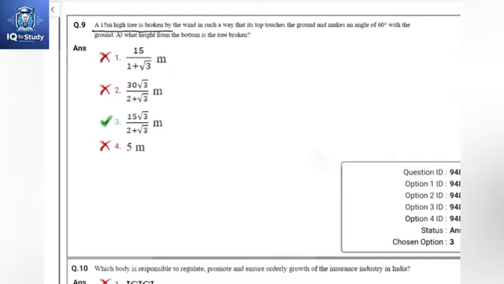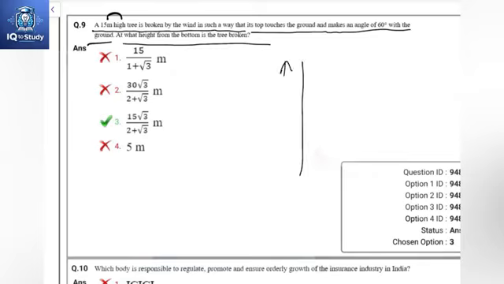A 15 meters high tree is broken by the wind in such a way that its top touches the ground and makes an angle of 60 degrees with the ground. At what height from the bottom is the tree broken? Given the height of the tree is 15 meters. Let it be the height of a tree 15 meters. When it touches the ground, it makes 60 degrees with the ground. So after broken, it makes 60 degrees.